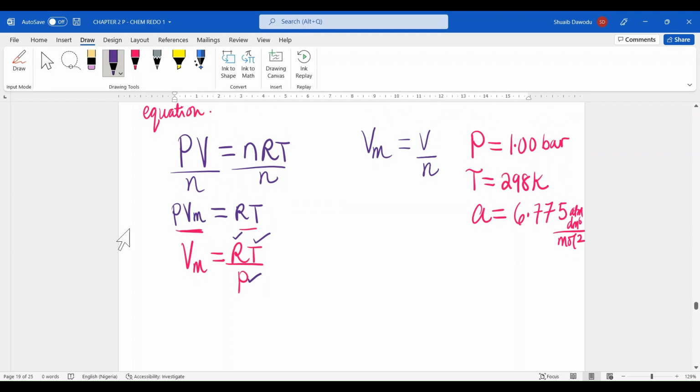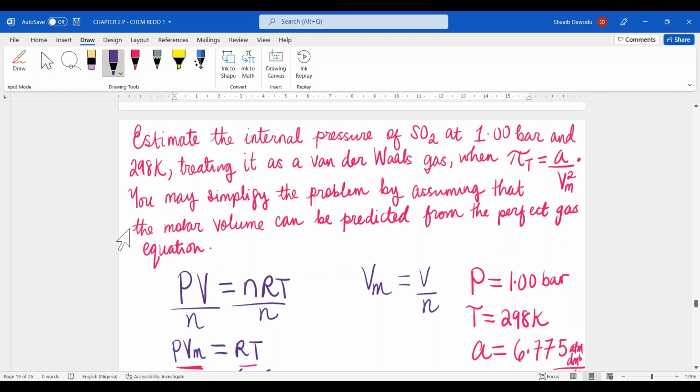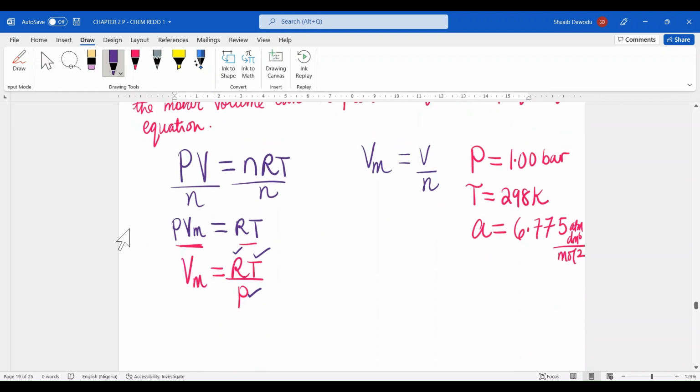But then we have an issue. We cannot just substitute, because the units for pressure are in bar. In order for us to get the pressure in atmosphere and the volume in dm cubed, we have to convert from bar to atmosphere. We have to remember from our knowledge of chemistry that at the beginning of physical chemistry, you're supposed to do a lot of unit conversions, especially for pressure.